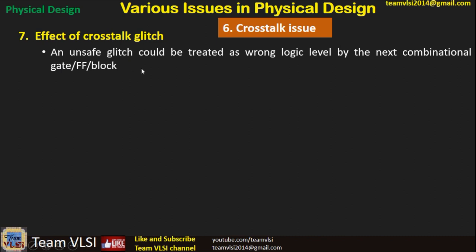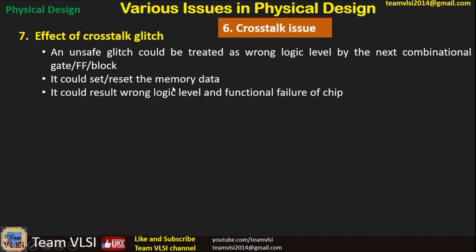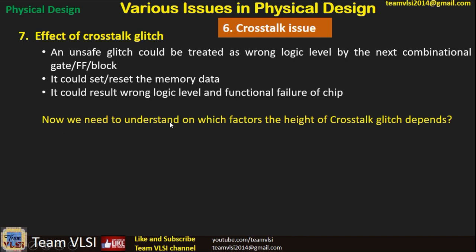An unsafe glitch could be treated as wrong logic, as we have seen here, by the next combinational gates or flip-flops or blocks. It could flip or reset the memory data. A glitch could result in a wrong logic level and functional failure of the chip. So a potentially unsafe glitch is very dangerous, and it could result in the functional failure of the chip. So now we need to understand on which factors the height of crosstalk glitch depends.